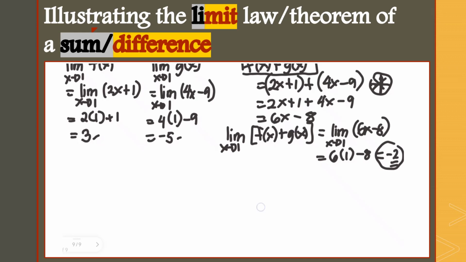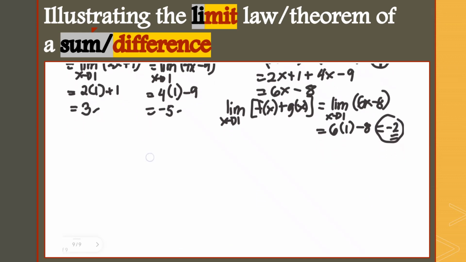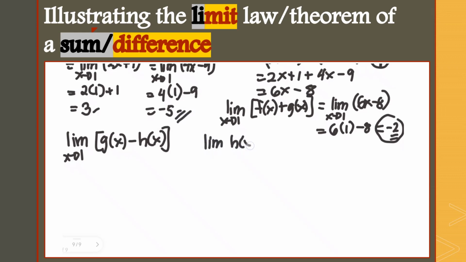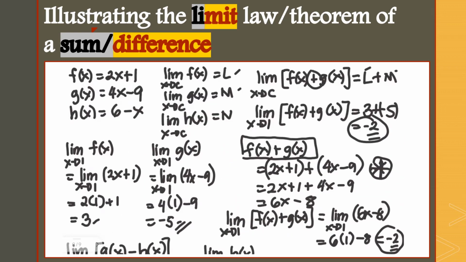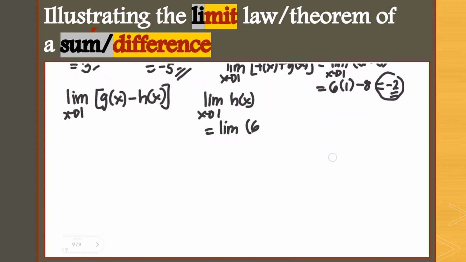So let me increase here some spaces and proceed to the difference. What if I have, and I'm going to use h of x. I'm going to use here the limit of the difference of g of x and h of x as x approaches the same value of 1, because I already have the limit for g of x here. So if we have here like that, the limit of h of x as x approaches to 1, h of x is actually 6, if I'm correct, 6 minus x as x approaches to 1. By substitution, you have 6 minus 1, you have a result of 5.